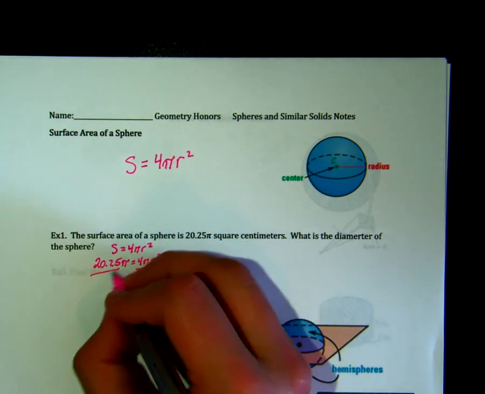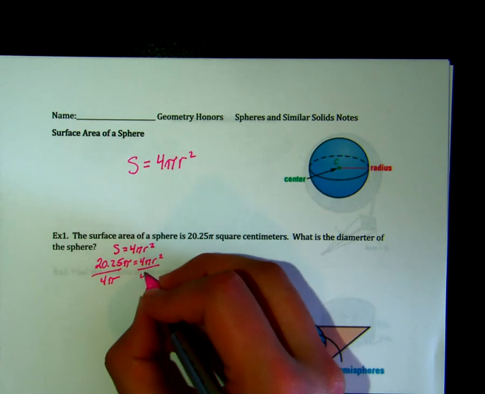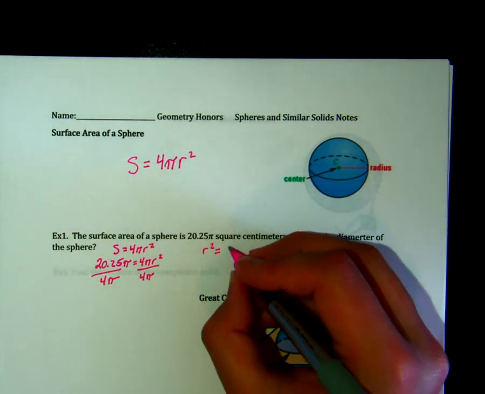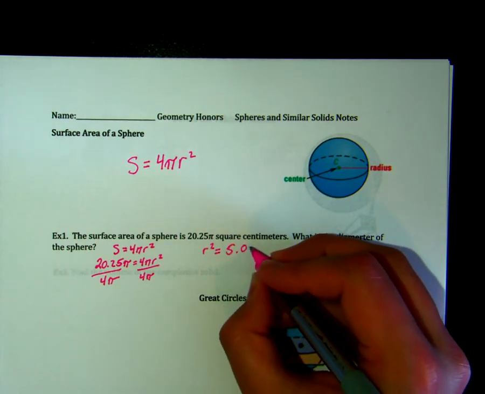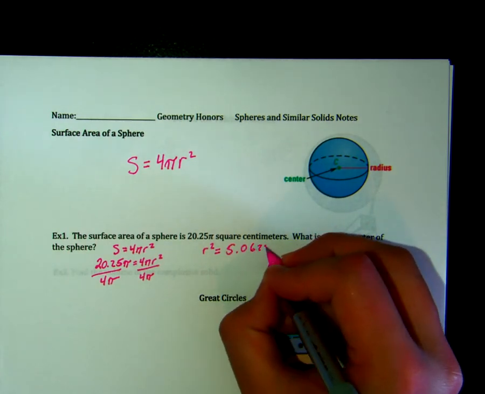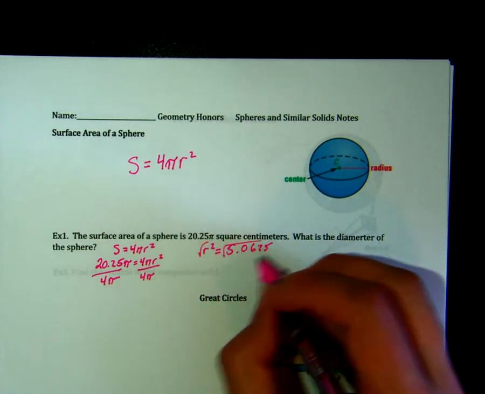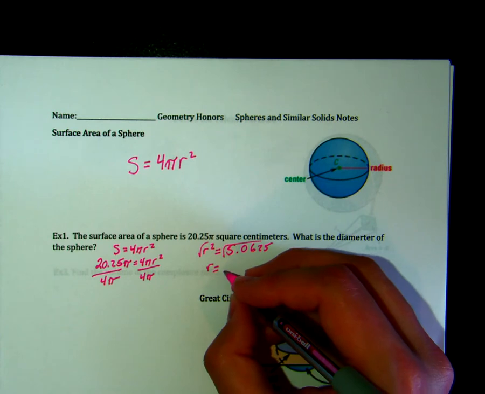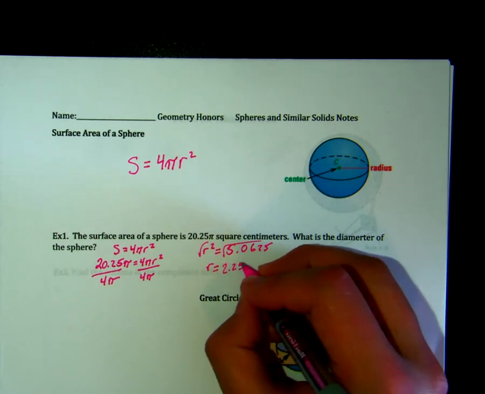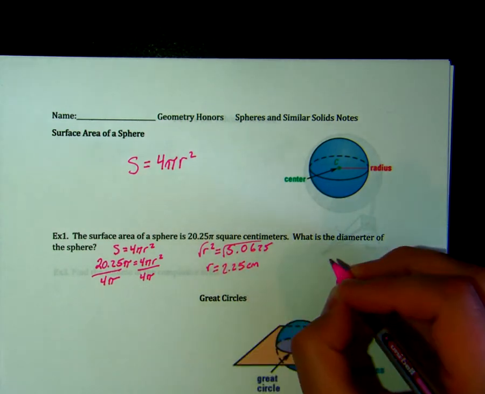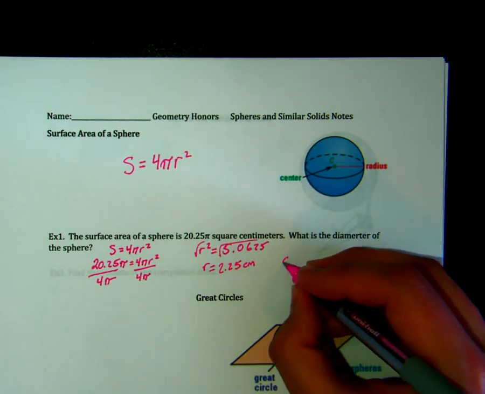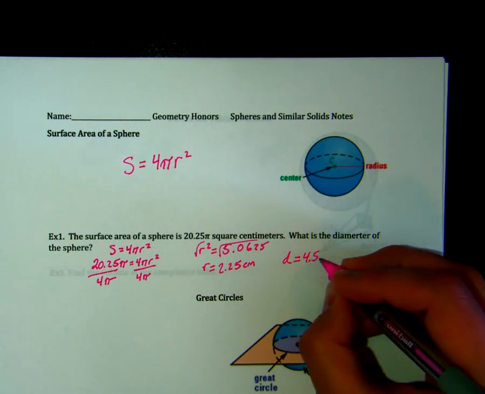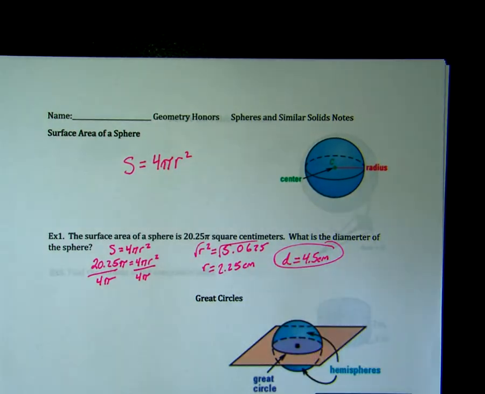So if we divide both sides by 4 pi, that's going to give me r squared equals this long decimal, 0.625. And then taking the square root of both sides, remember we don't take the negative square root because that wouldn't make sense. You can't have a negative unit length. So the radius is 2¼ centimeters, which means the answer to my question, the diameter, will be double that. It is 4.5 centimeters. Okay.